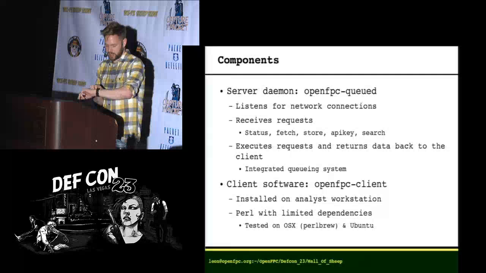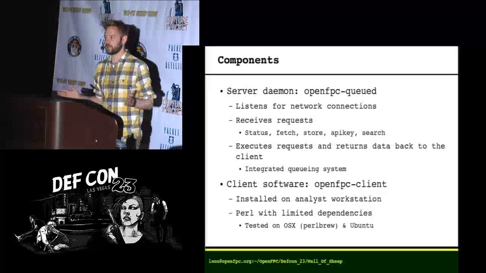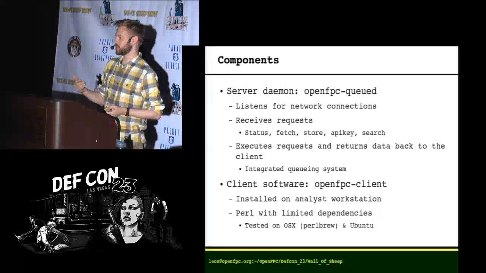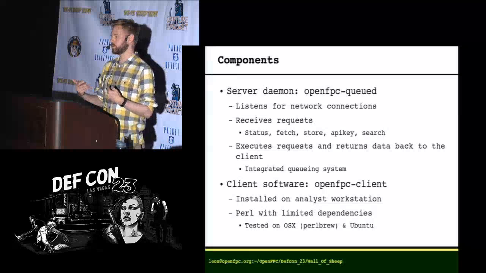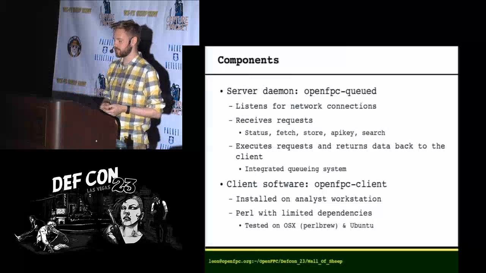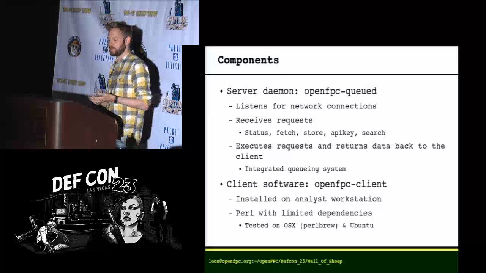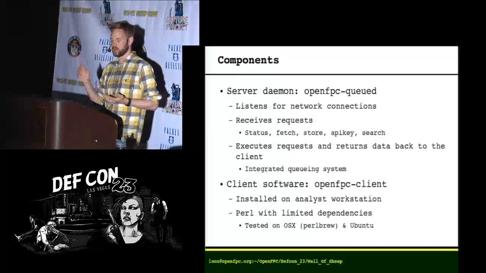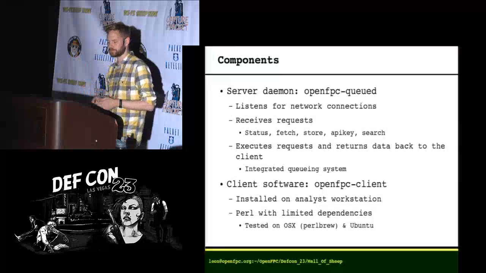So the Q daemon, what does that do? It listens for network connections and allows you to ask it to exert certain actions. Those actions are status, fetch, store, API key, and search. And there's another couple as well, but those are less relevant.